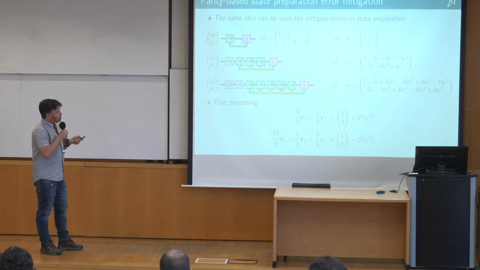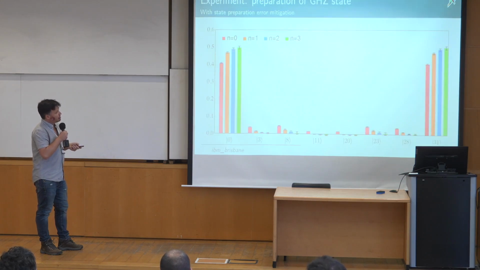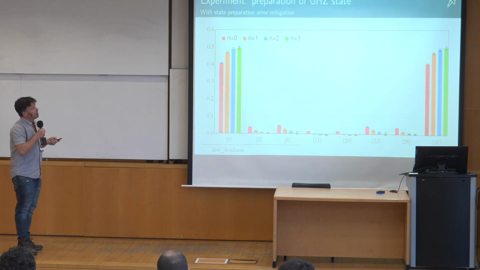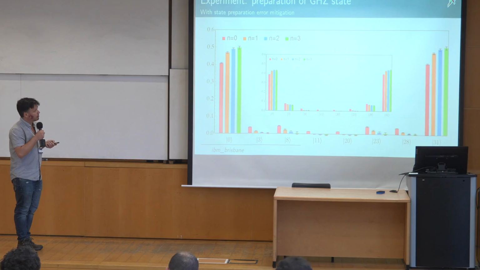So when we perform this experiment again, but using this strategy to mitigate error in the initial state preparation, the result is much better. And we can see here that we are tending to the correct result. If we compare with the other previous results, we can see that the next one is much better.